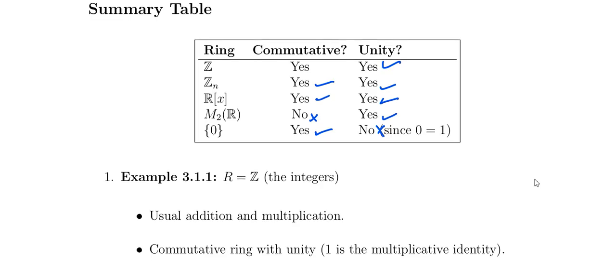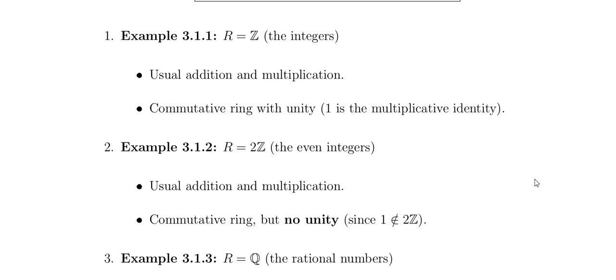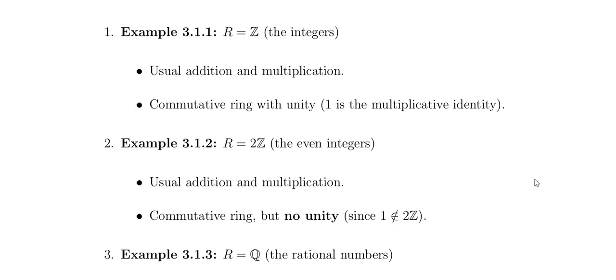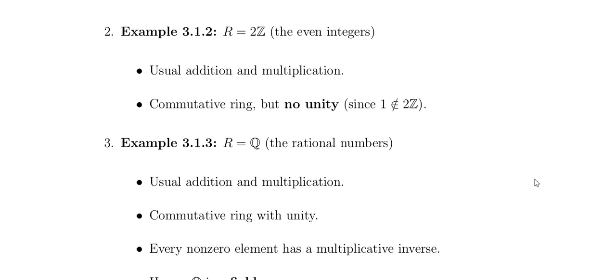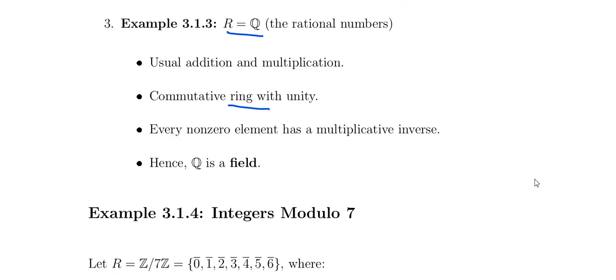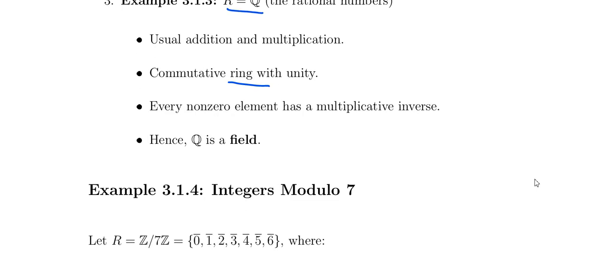So R equal to Z is the collection of integers, a commutative ring with unity. What about the even integers? The even integers form a commutative ring, but with no unity element, because 1 does not belong to 2Z. It's a very simple reason. Now R equal to the set of rational numbers is a commutative ring with unity, and also every non-zero element has a multiplicative inverse. So this is a simple example for a field.